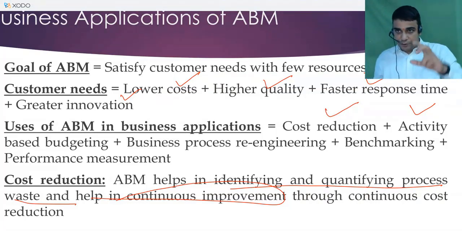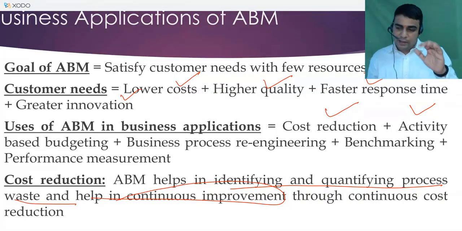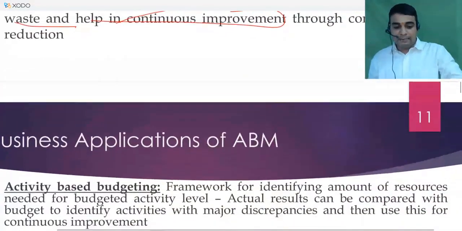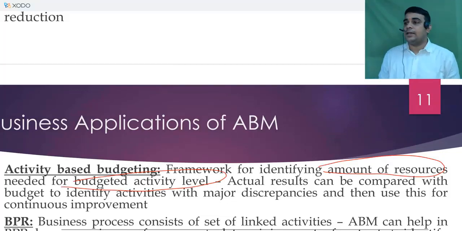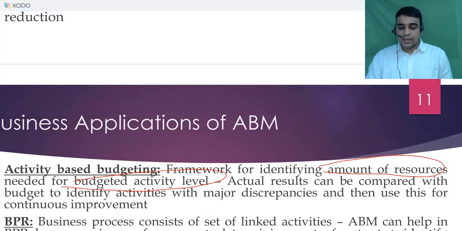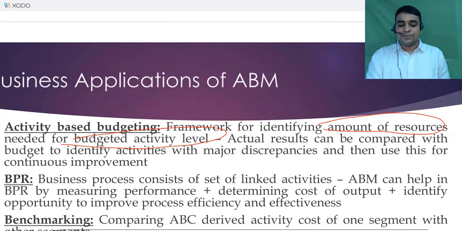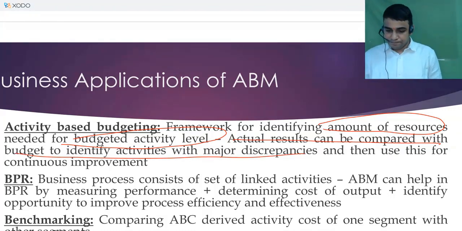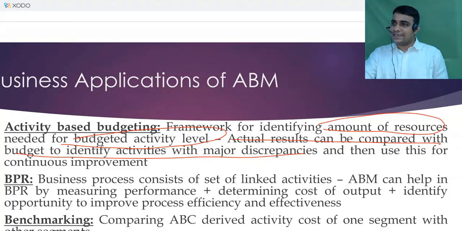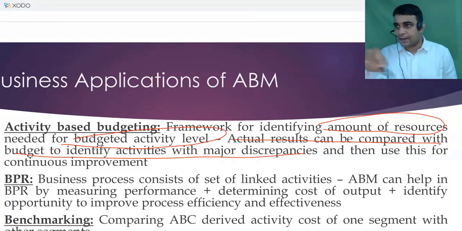Estimating the CDQ for different activities is the most important activity. That can be done with this framework for identifying the amount of resources needed for the budgeted activity level. Actual results can be compared with budget to identify areas with major discrepancy, and this can help in continuous improvement. That comparison of actual with budget is technically performance measurement, which is the last part of the business application of ABM, or performance analysis.